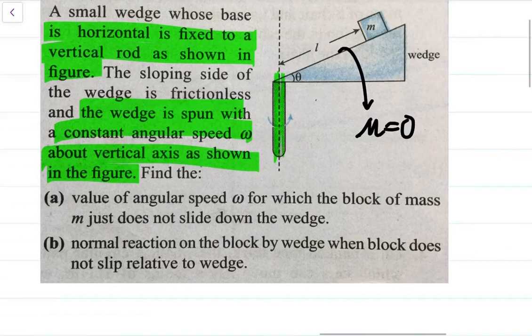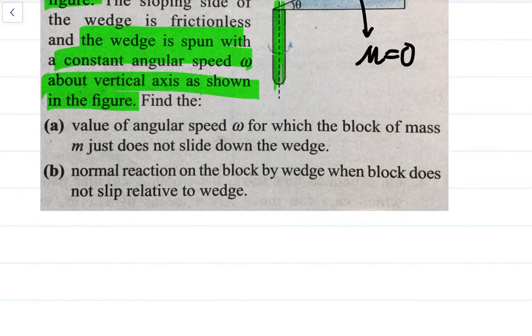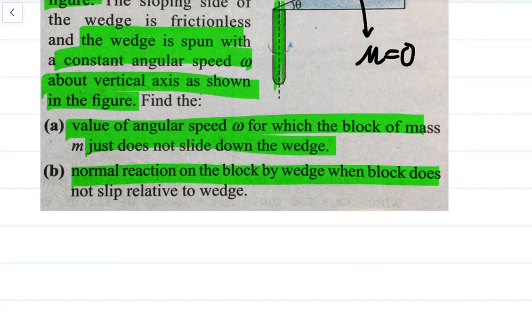What we have to find? We have to find the value of angular speed omega for which the block of mass m does not slide down the wedge, and the normal reaction on the block by the wedge when the block does not slip relative to the wedge.